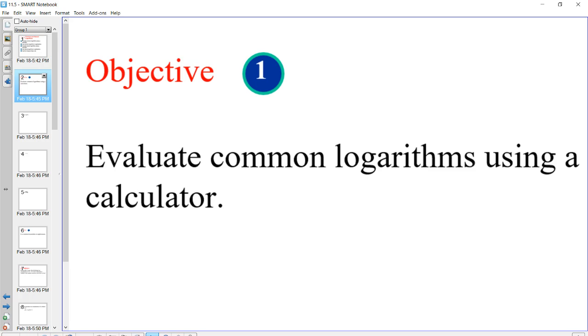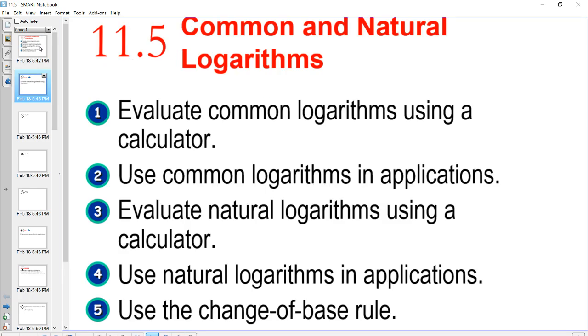Alright guys, so we've got section 11.5. We're doing common and natural logarithms. Here's your 5 objectives.